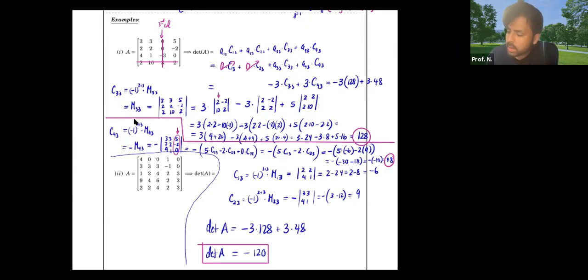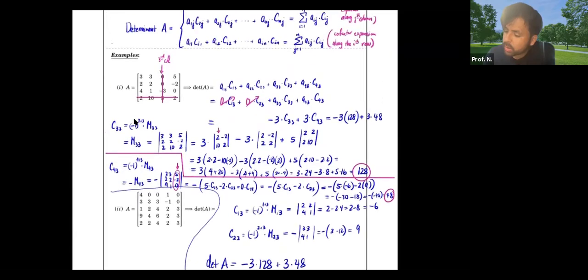And then C43 is equal to the negative of the minor M43. And what is M43? Well, look at the... is it 43? Hold on.